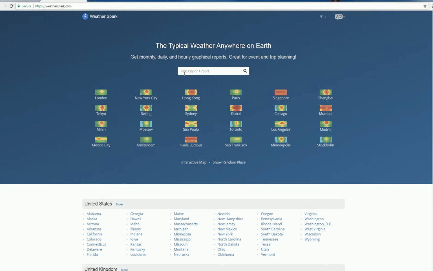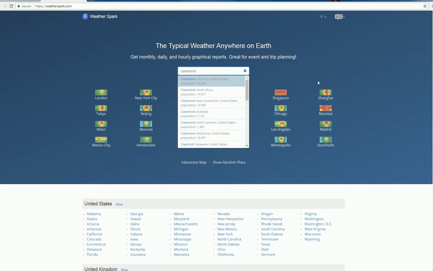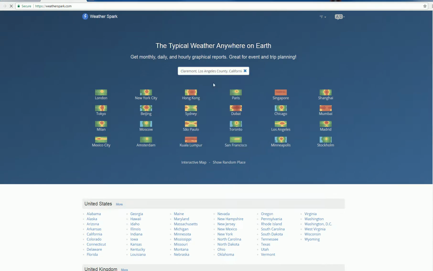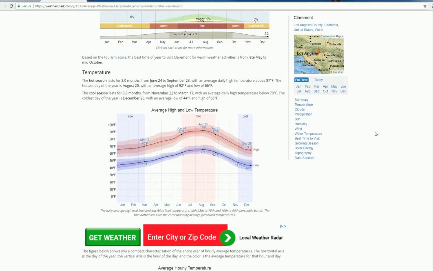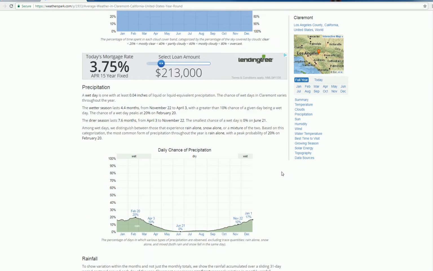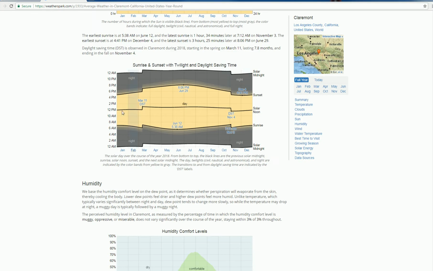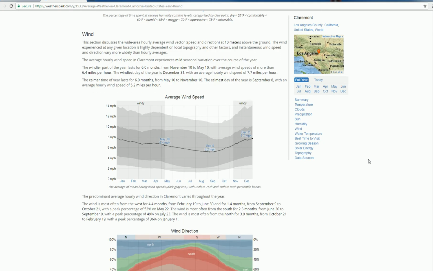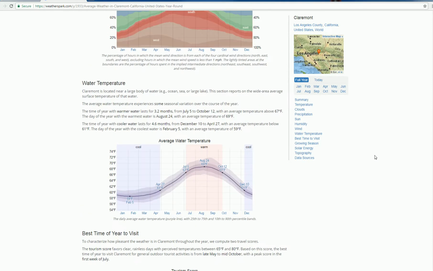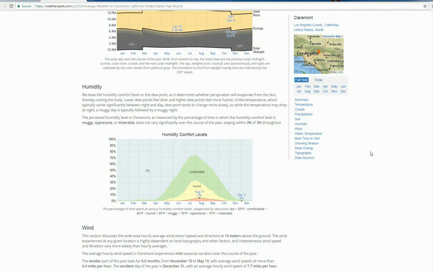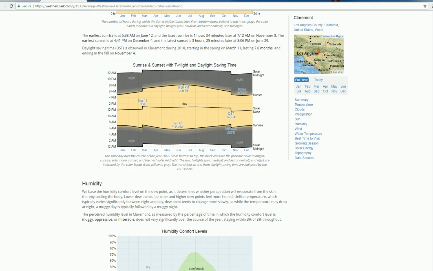So if we, for example, type in something like Claremont, California, it'll bring up the average temperatures and it'll give us a variety of different graphs, along with several advertisements. They give you a picture of what the climate's like there, okay? So you can use weatherspark and get average temperatures for a variety of different locations.